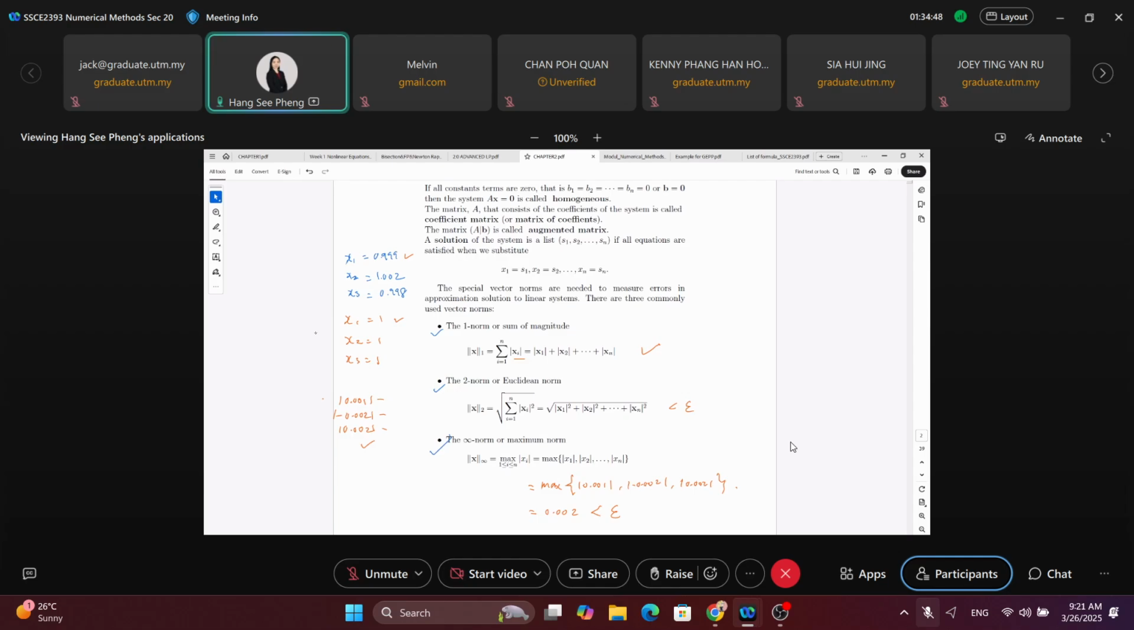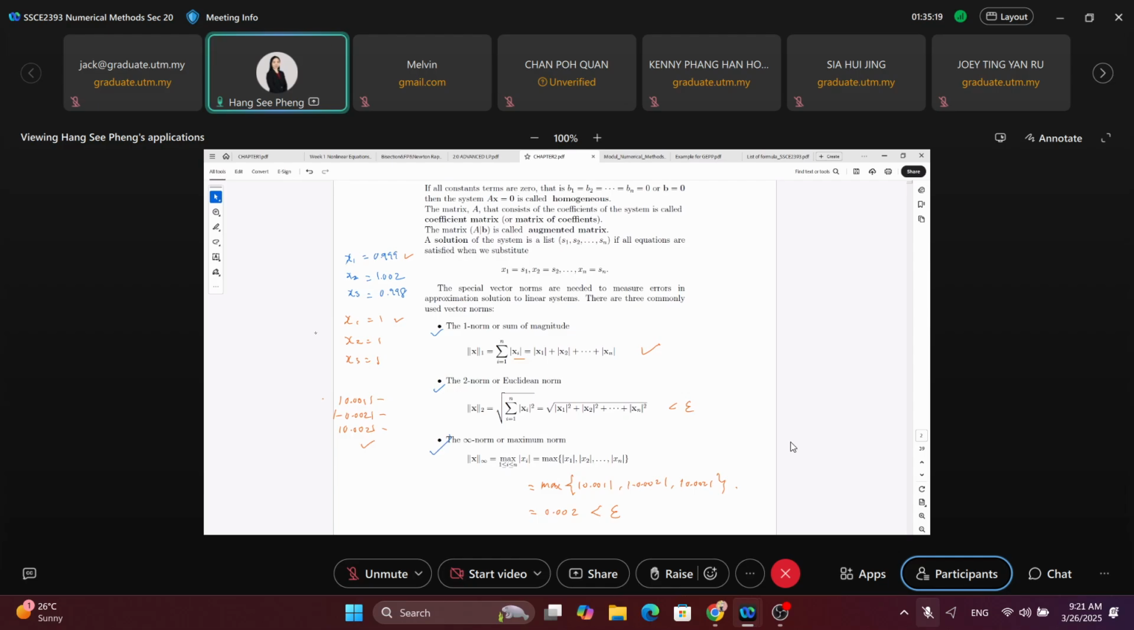Something like this. So numerical methods also involve stopping criteria. When it comes to stopping criteria, we need to have a standard, or rules, for us to stop the iteration. So we can use this norm. We calculate the difference between each of them, then see if we want to use a one norm or two norm, the Euclidean norm, or sum of magnitude, or the infinity norm, as the stopping criteria.